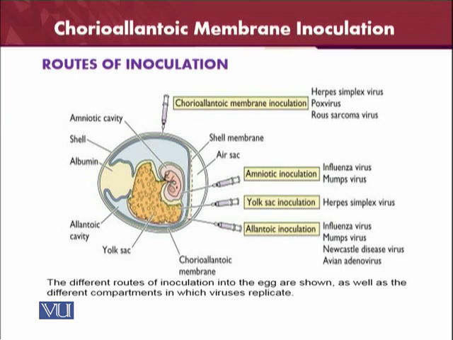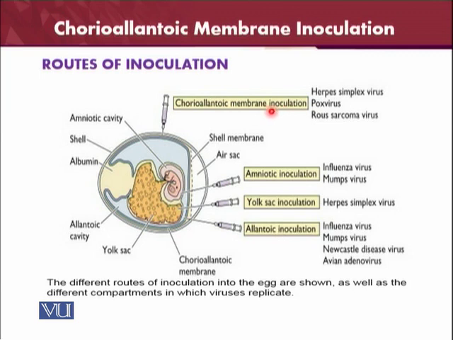Just like the syringes are seen there, and on the syringes you can see how we can use it. If it is amniotic inoculation, then we can use this way, and for yolk sac inoculation we will use this syringe. And then the allantoic membrane inoculation, it will be this. In the amniotic cavity, here you can just use the amniotic cavity to inoculate the viruses. So there are different viruses.